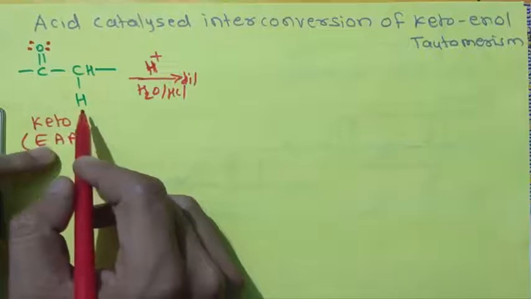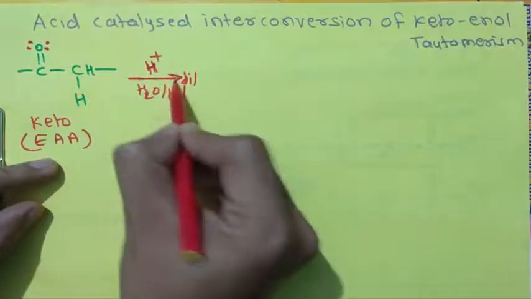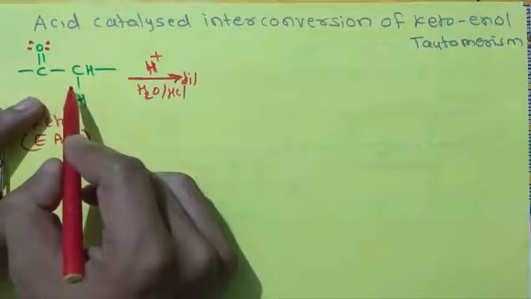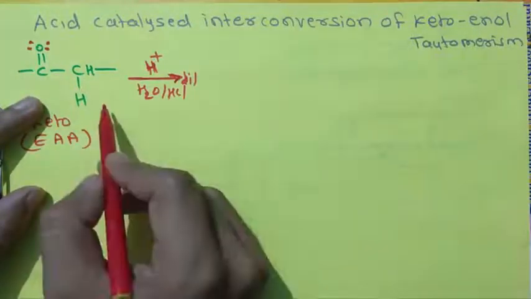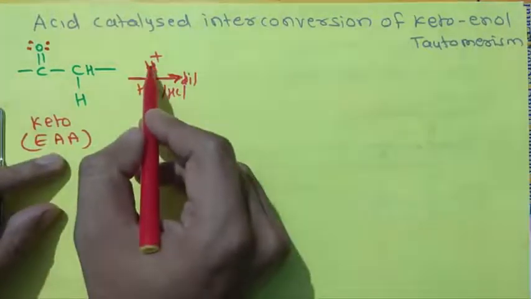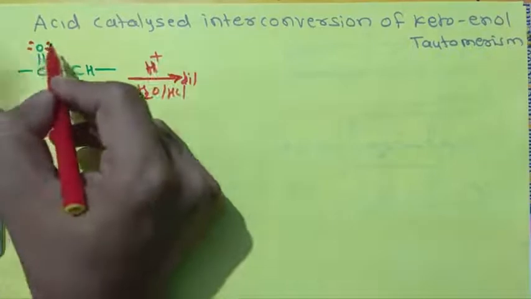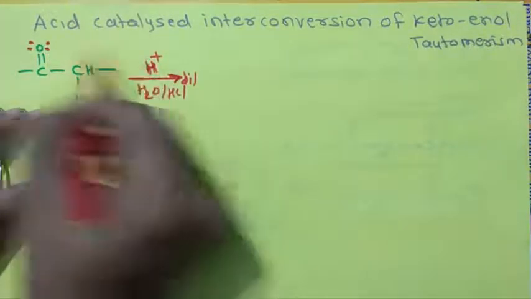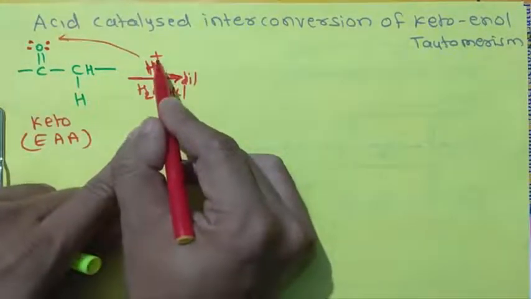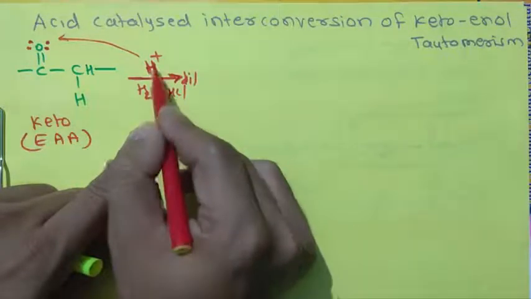This keto form can react in an acid catalyzed conversion into the enol form. How does the conversion take place? See here, this is the ethyl acetoacetate. The first step is protonation. This is the lone pair of the oxygen atom. This lone pair can abstract a proton, and the proton is given by H plus, which can come from dilute HCl in water.